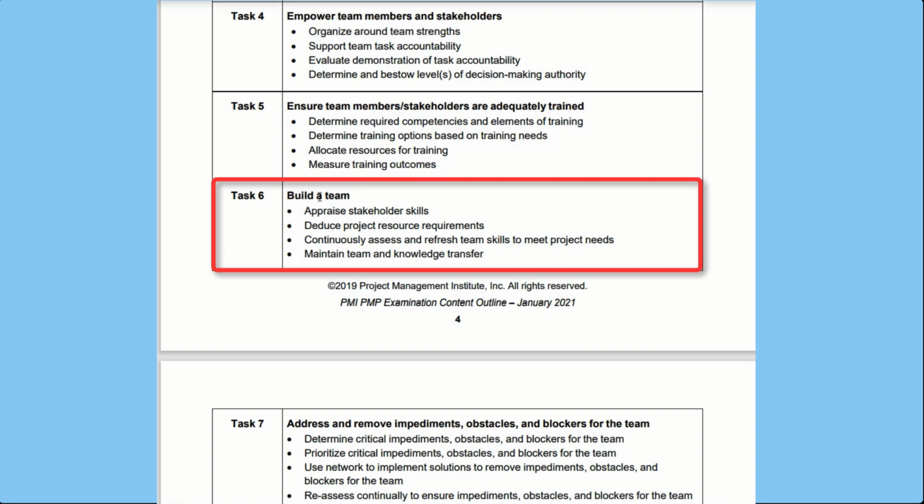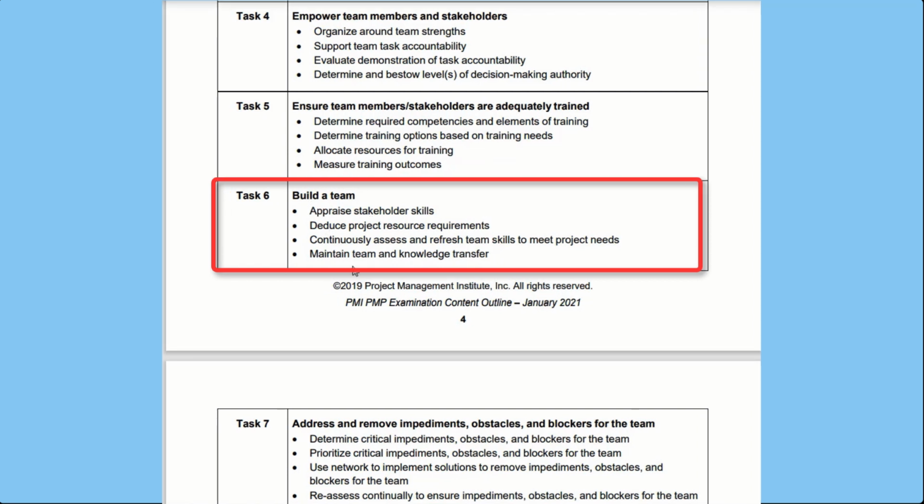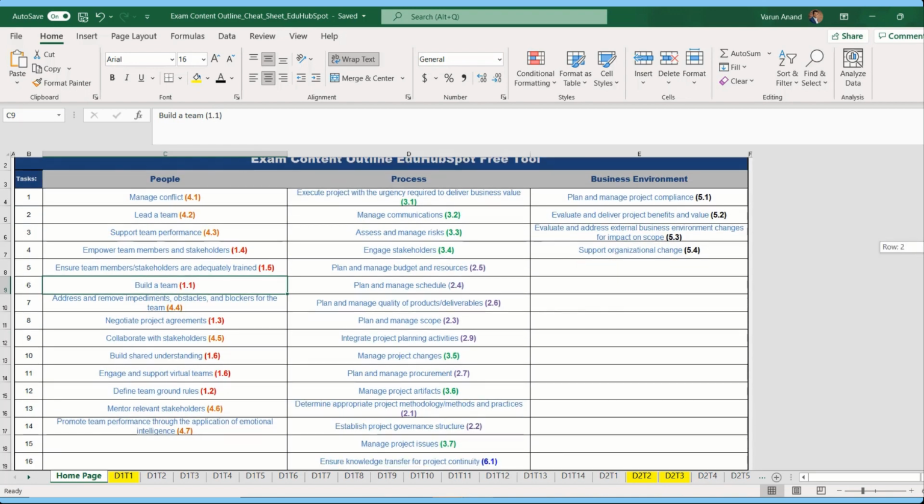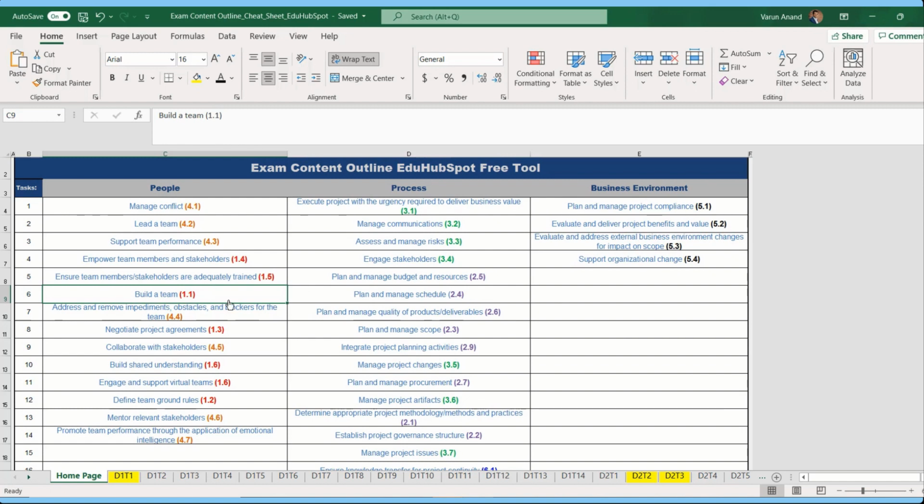And referring to these enablers, let's look at our exam content outline tool. Here it is. Okay, so this is my cheat sheet. I created a similar sheet when we were having a previous course, but now I created this exam content outline free tool. Let me just give you a glimpse.